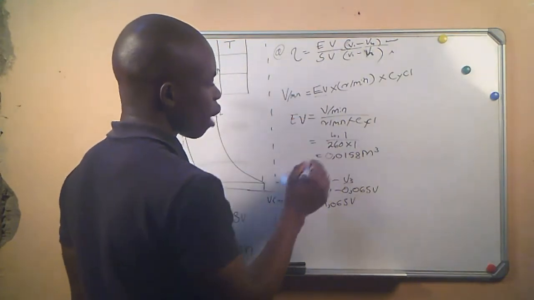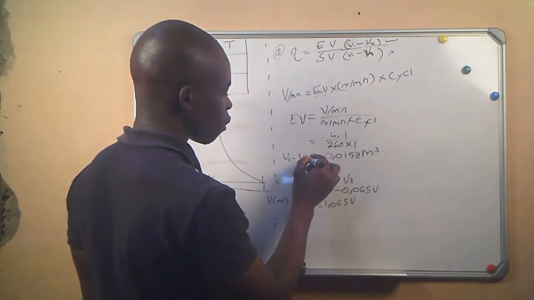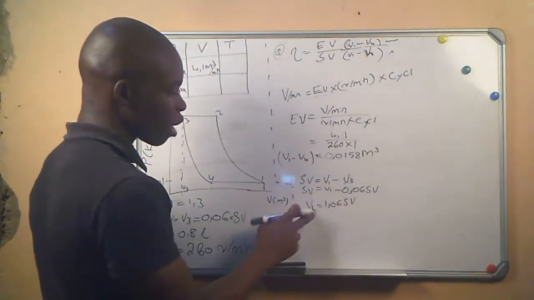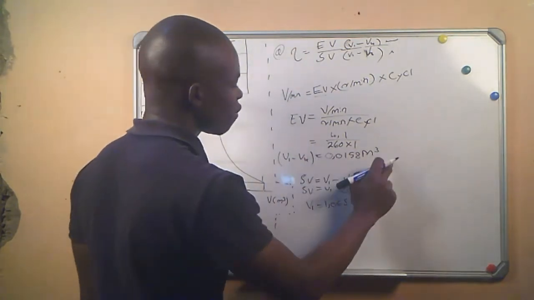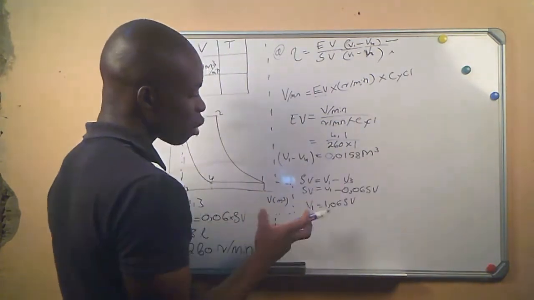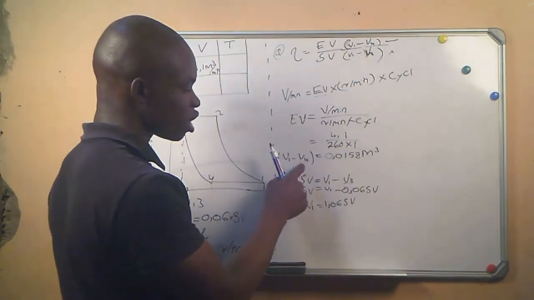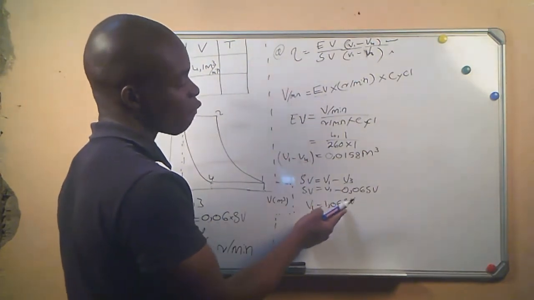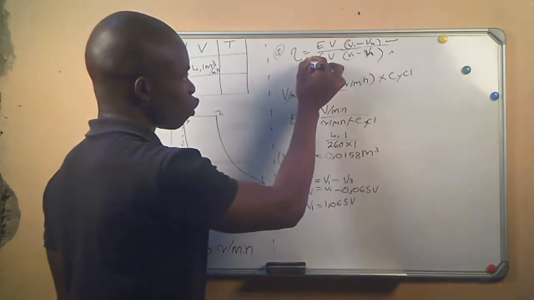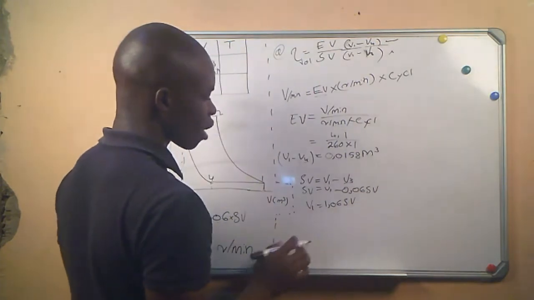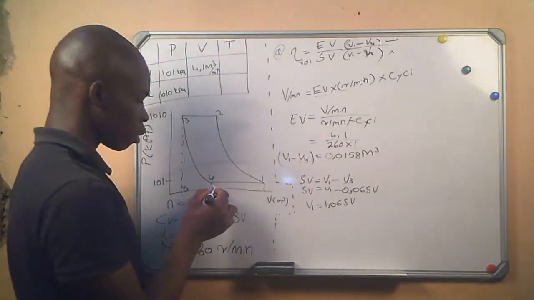And then we know that our effective volume is equal to V1 minus V4. So now we have V1 given in terms of SV, and we have the effective volume. If we can find our V4 and substitute here, we can calculate our SV, which is what we are looking for to be able to get the volumetric efficiency. So we come and calculate our V4.